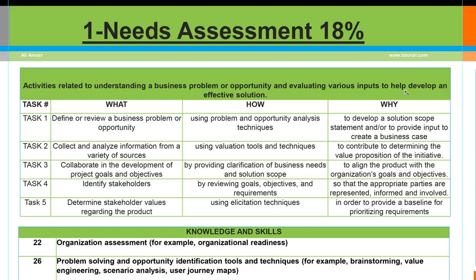We are understanding the problem or the opportunity, and we develop a solution for that. And for that, we are using all these different knowledge and skills that come underneath over here. So let's see what tasks we have. Task 1 is where we define or review a business problem or opportunity. How do we do this? We do this using the problem and opportunity analysis technique. Now this is a knowledge and skill. That's what we are going to cover in detail when we get to the respective chapter.